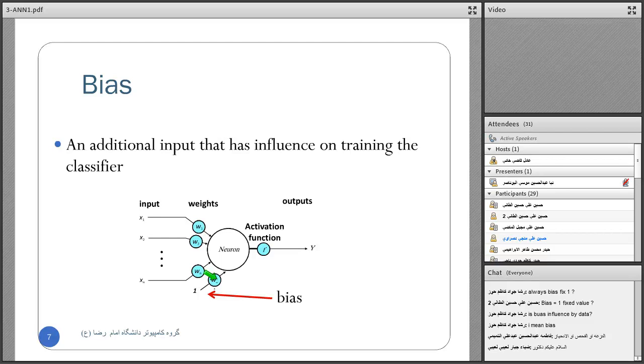So when we are doing the training, and as you said, the training depends on the data. So the weight of the bias is set in the training of the neural network.